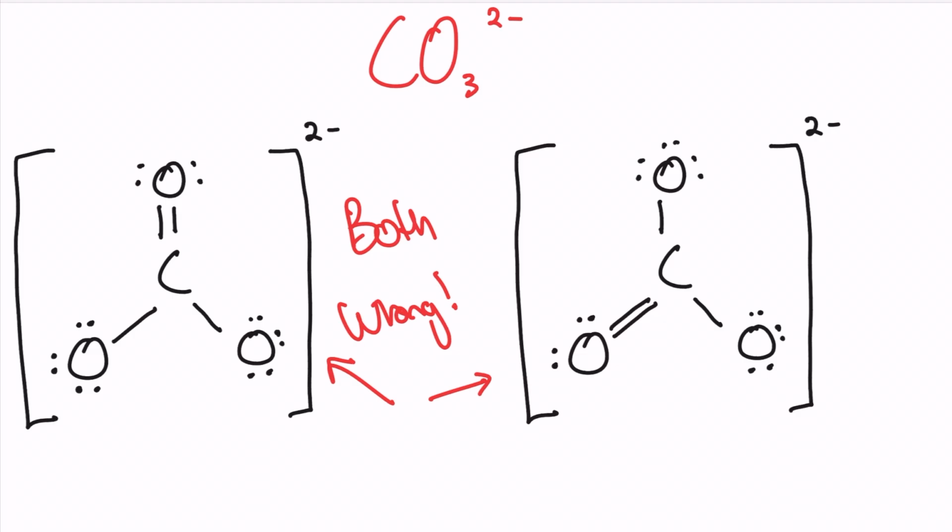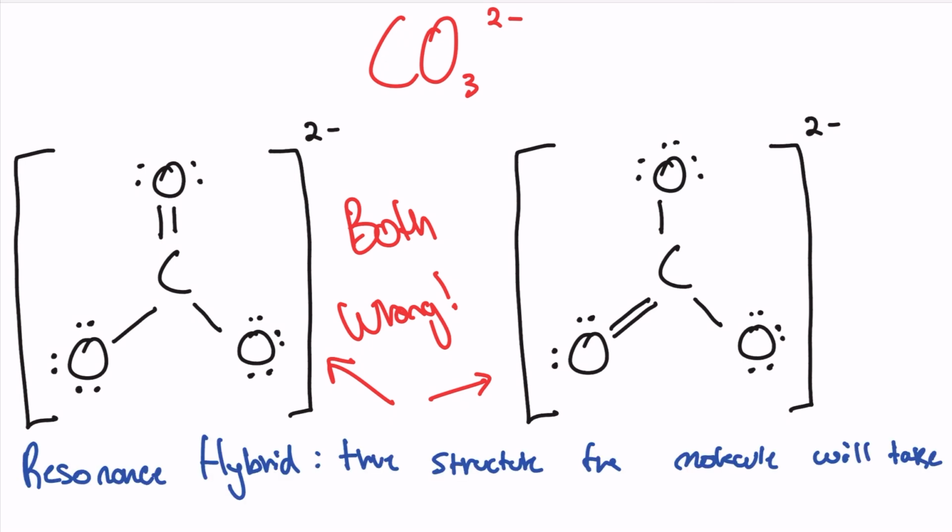Each one of these bonds in the molecule carbonate will be shorter than a single bond, but not a single one of them will be as short as a double bond. The true structure that the molecule will take is what we call the resonance hybrid. That's the structure which contains the actual correct length of bonds. We just physically can't draw this out in a Lewis dot structure, because it forces us to draw either single or double bonds.